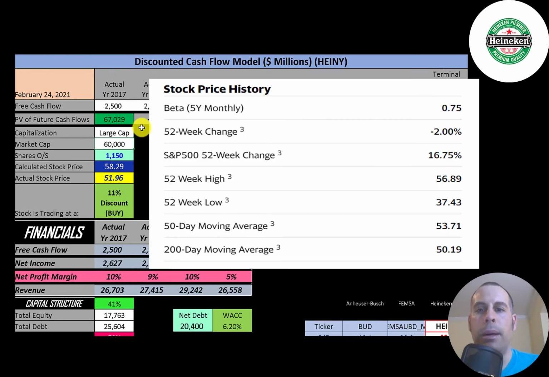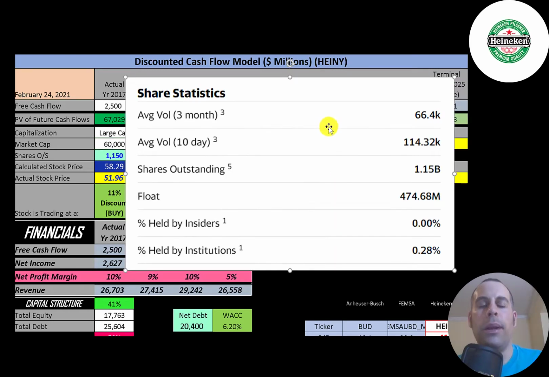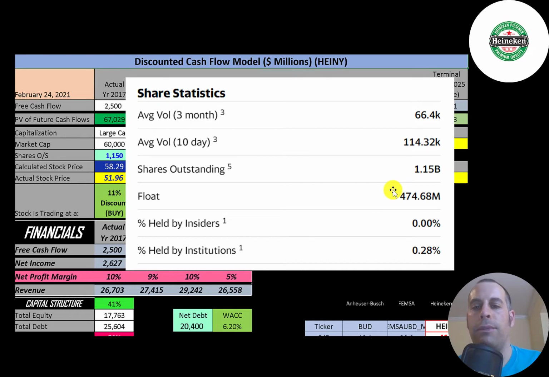And they have a low beta, 0.75, so the stock moves less than the market. The stock has gone down 2% in the past 52 weeks, while the S&P 500 went up 17%. The 52-week low was $37, the high was $57. And the stock is trading above its 200-day moving average, but below its 50-day moving average. Only 100,000 shares are traded each day on this stock. And of the 1.15 billion shares outstanding, less than half of the shares are on float.